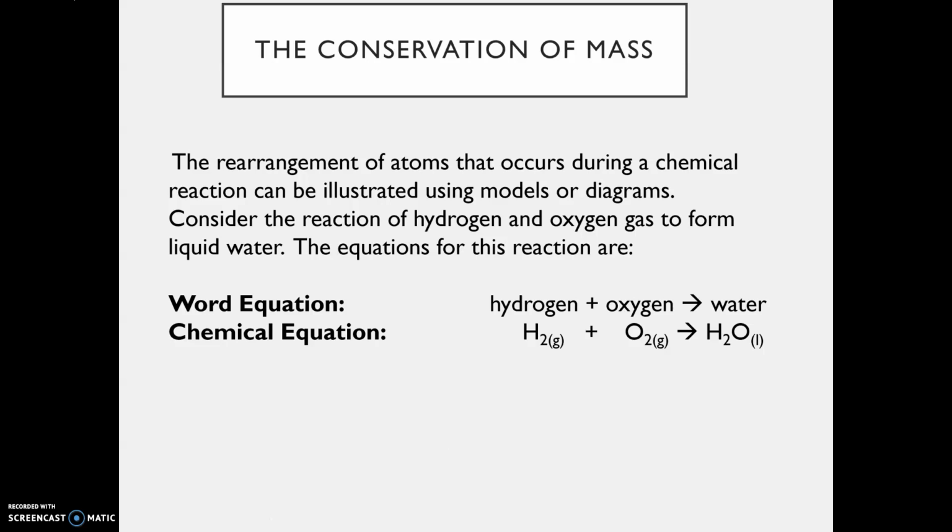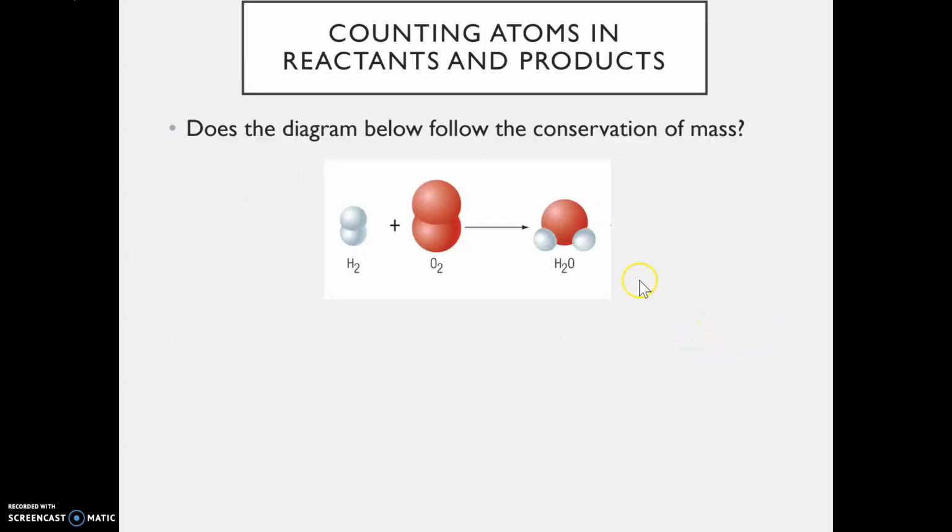Consider the reaction of hydrogen and oxygen gas to form liquid water. The word equation is hydrogen plus oxygen react together to produce water. The little g means gas and the little l means liquid. This is the chemical equation: H2 gas plus O2 gas come together to react and produce water, H2O.